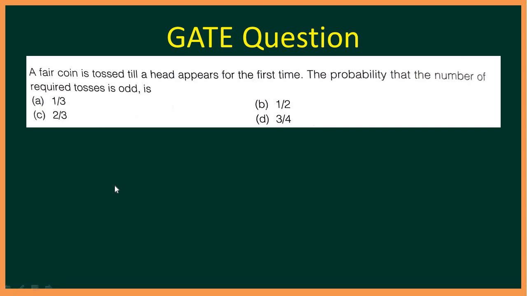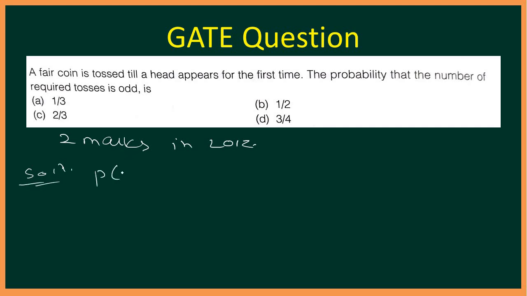So a fair coin is tossed till the head appears, means we will toss the coin. So head may appear in the first time, head may appear in the second time, head may appear in the third time. So we have to calculate the probability that the number of tosses required should be odd, means we should get head in either the first attempt or third attempt or fifth attempt, in odd attempts. This question was asked for 2 marks in 2012.